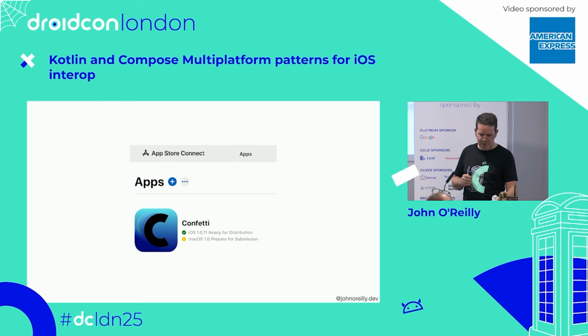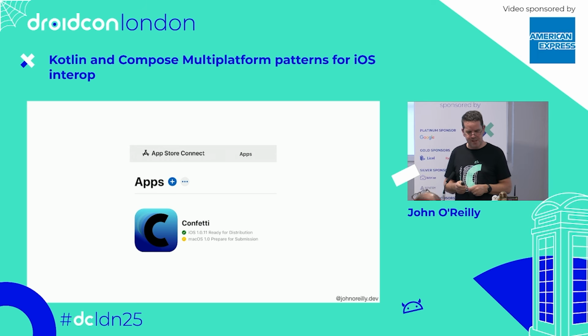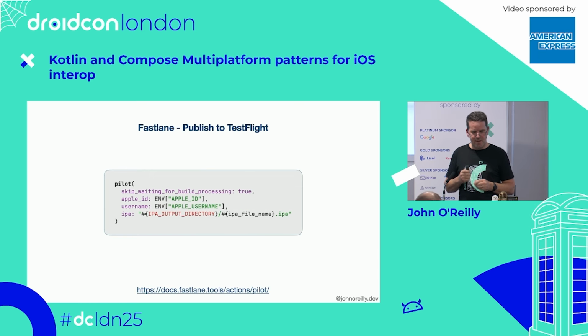So what we typically want to do is build, sign, and publish the iOS app to App Store Connect, initially to TestFlight for internal and beta testing, and then to production. So Fastlane provides a nice action to build the IPA file that's needed for publication as shown here, and then a task, for example, to publish that IPA to TestFlight.